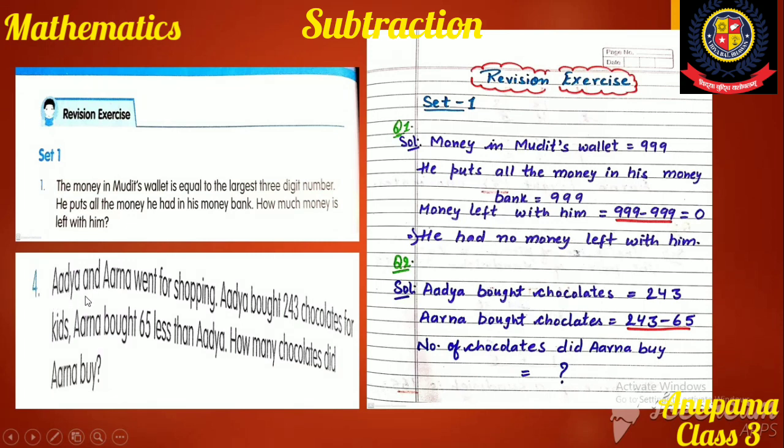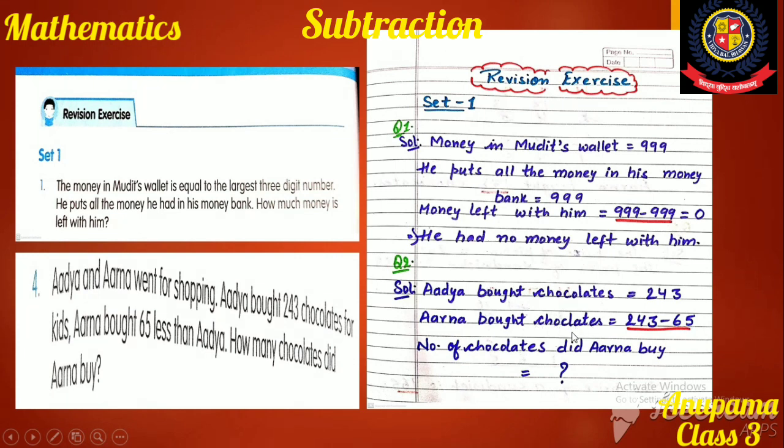Now question 4. Adya and Arna went for shopping. Adya bought 243 chocolates for kids. Arna bought 65 less than Adya. How many chocolates did Arna buy? Now firstly we have to find here how many chocolates did Arna buy. And information given is Adya bought chocolates how many? 243. Arna bought less than Adya, how many less than? 65. So Arna bought chocolates 243 minus 65.